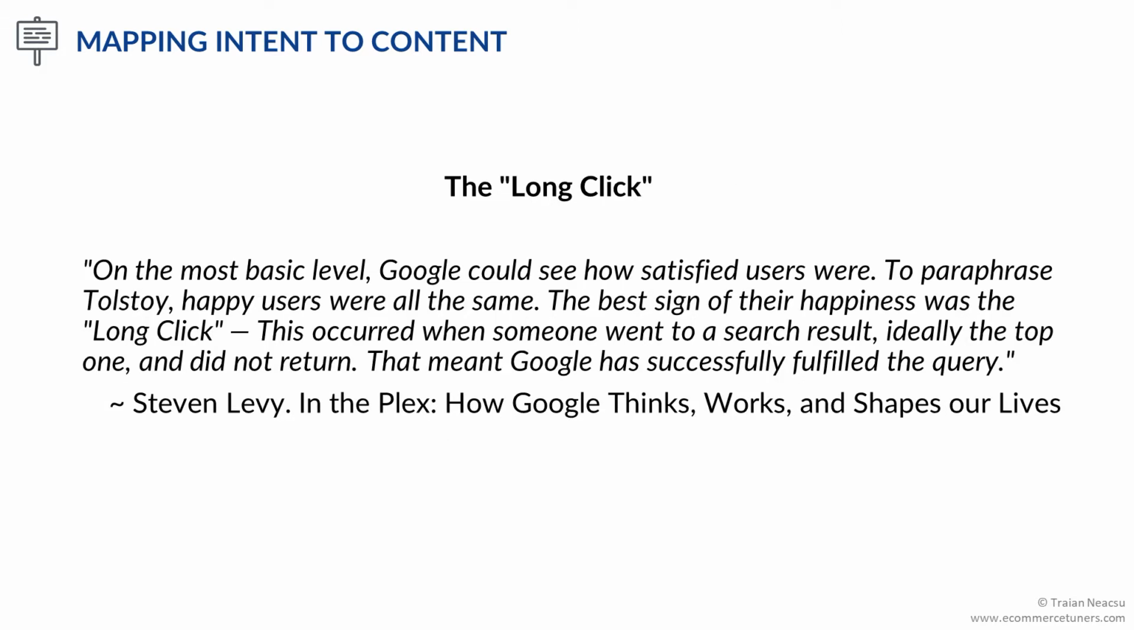However, the ultimate metric that Google uses to quantify if the content on a page matches the user intent behind a search query is called the long click. The following is a quote from the book In the Plex: How Google Thinks, Works, and Shapes Our Lives, and describes the long click. "On the most basic level, Google could see how satisfied users were. To paraphrase Tolstoy, happy users were all the same. The best sign of their happiness was the long click. This occurred when someone went to a search result, ideally the top one, and did not return. That meant Google has successfully fulfilled the query."